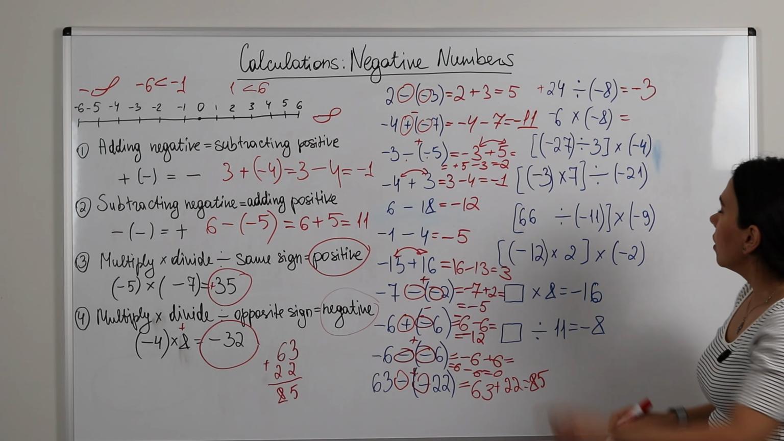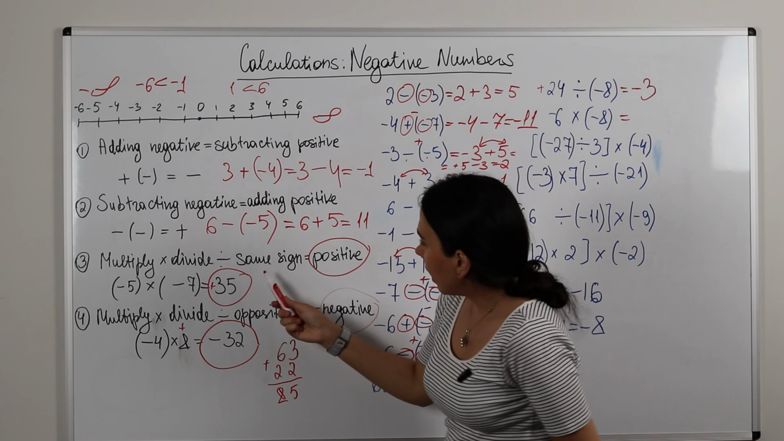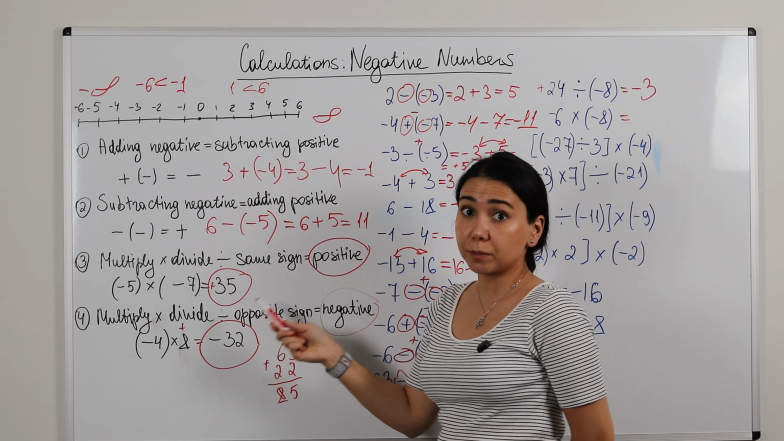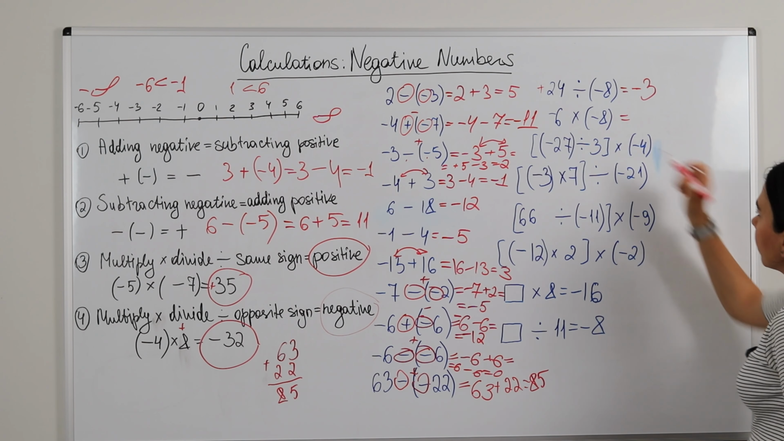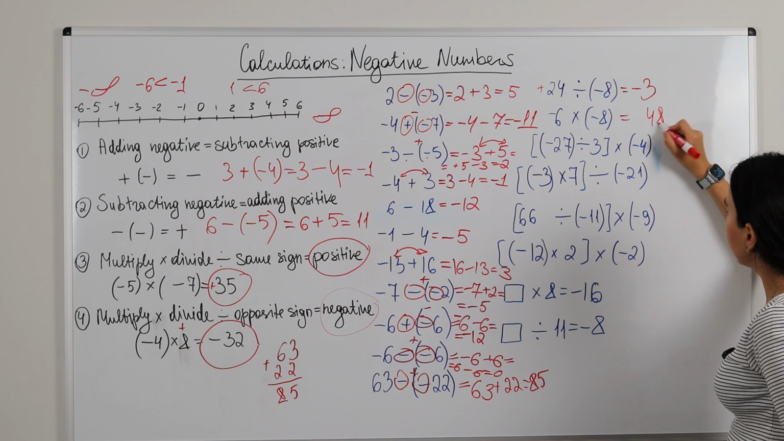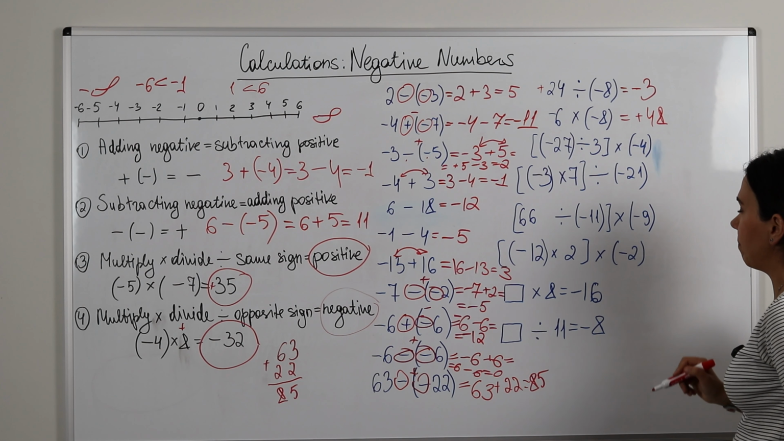Next, minus 6 multiplied by minus 8. Here we have the same sign, minus and minus, which would give us a positive result, okay? We do the operation as is. 6 multiplied by 8 is 48, and the answer is plus, because the sign is the same.